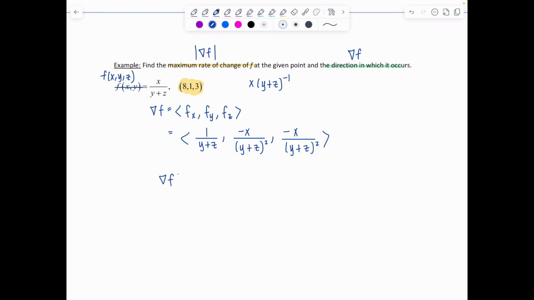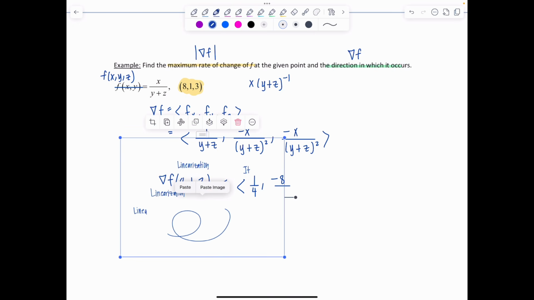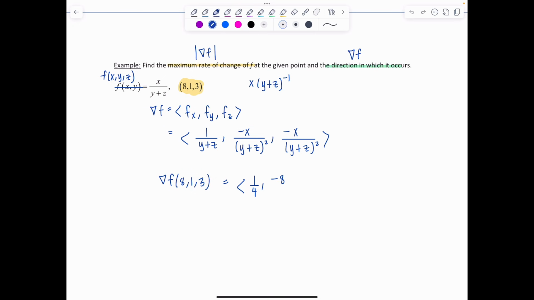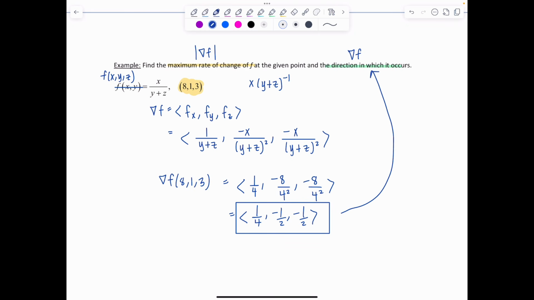So the gradient of f at 8, 1, 3 will be 1 over 1 plus 3, so that's 1/4. Negative 8 over 4 squared. And then same thing, negative 8 over 4 squared. Okay, so this is going to be 1/4, negative 1/2, negative 1/2. So this actually answers the second part of the question: find the direction in which the max rate of change of f occurs.